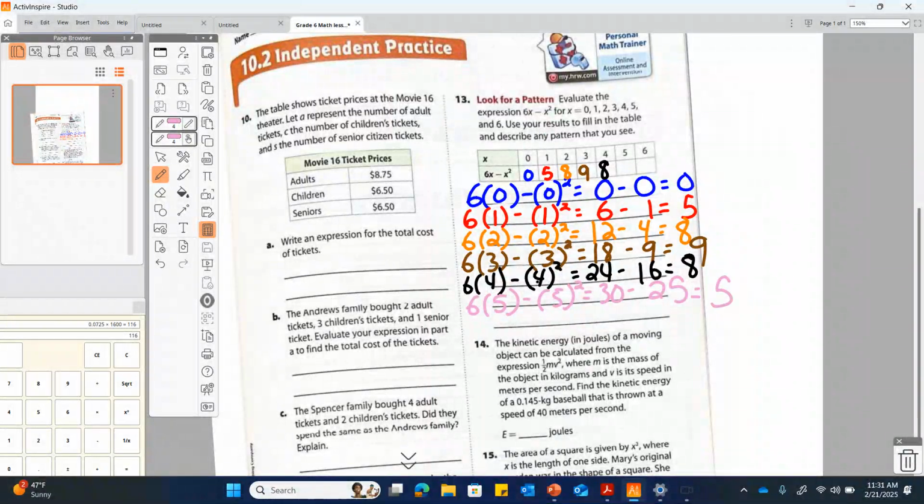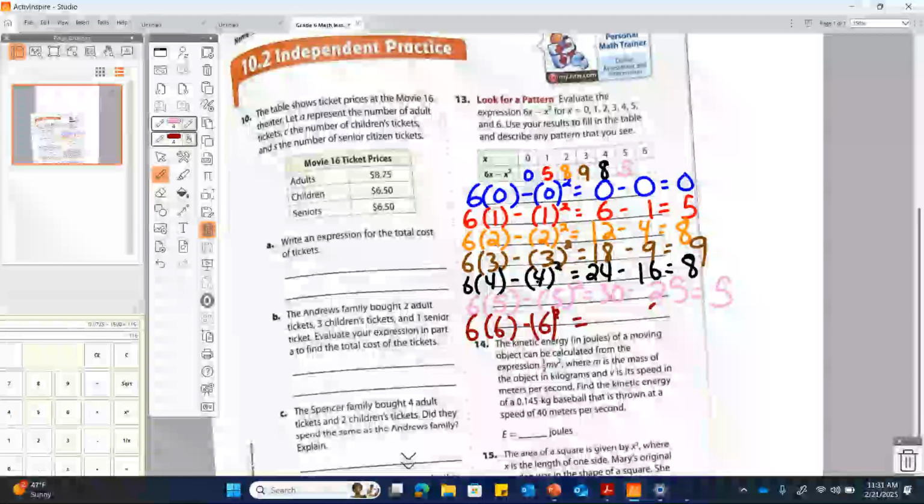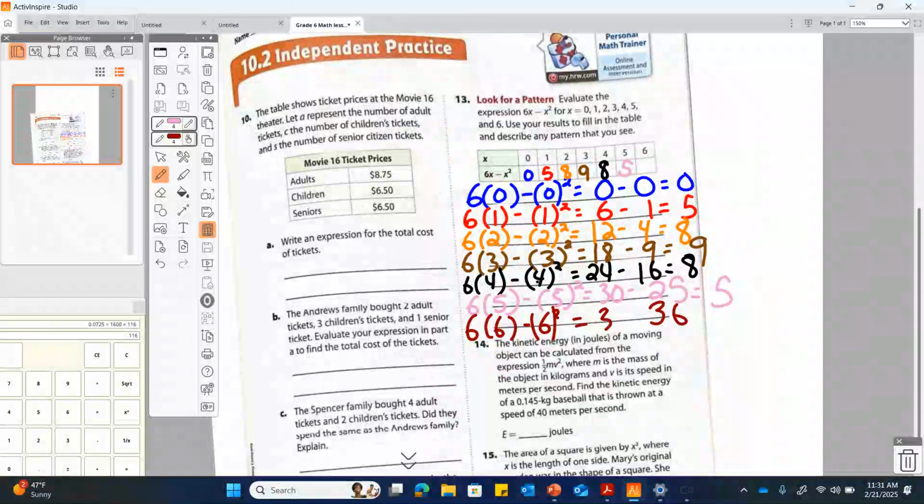And my last one, 6 times 6 minus 6 squared. 6 squared is 36. 6 times 6. Okay. If you were to actually graph these, it's going to make a curve. It's going to be upside down.